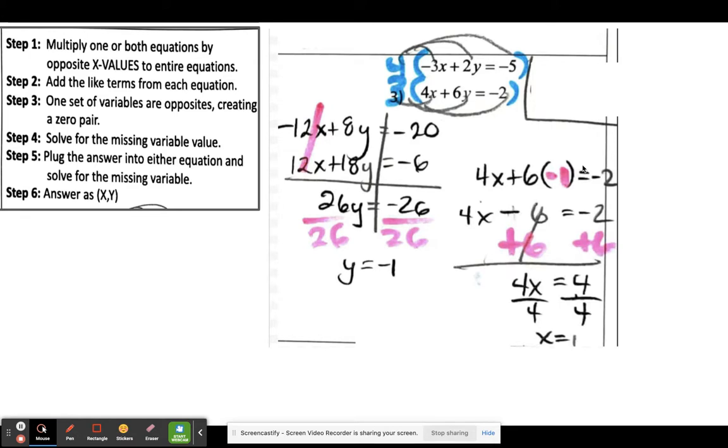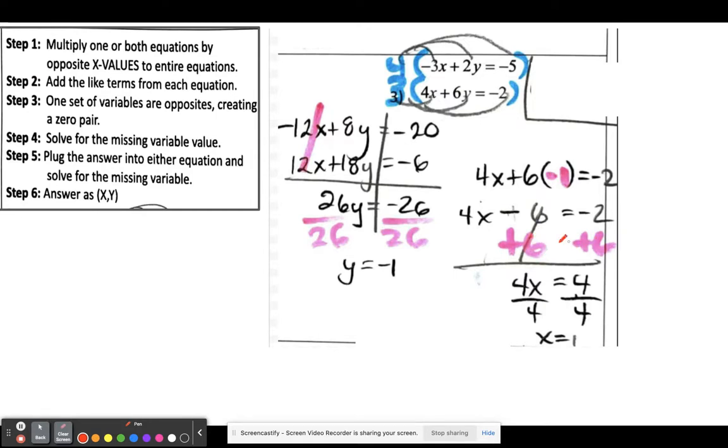Take that -1, that gets plugged right into the next equation, right here, into the y. I chose the second equation just because I felt like that was going to be the easiest one, just because I wanted to avoid this negative on the 3. But again, it doesn't matter which one you choose, okay? Then I've got -6 here because I multiplied the -1.